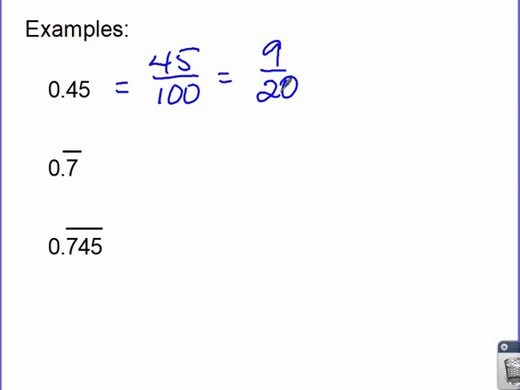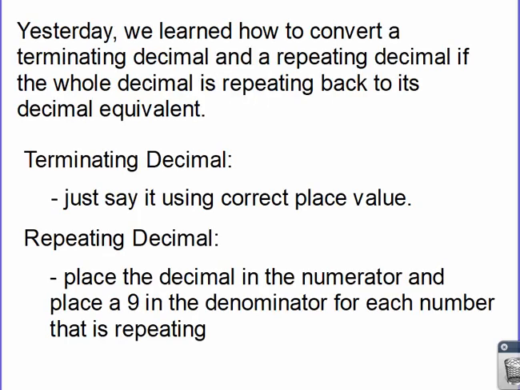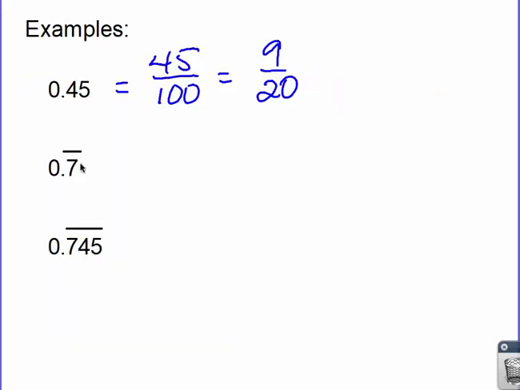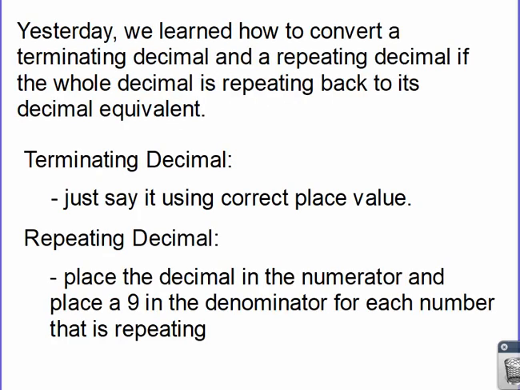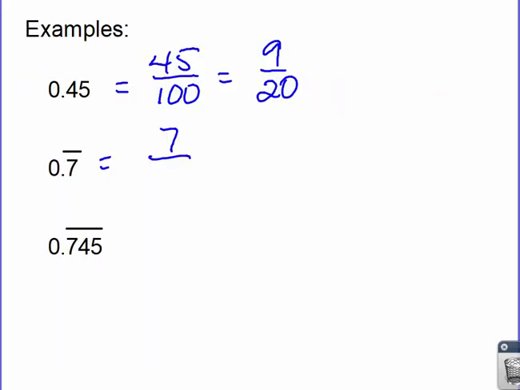Now, the next one is 0.7 with a bar. So we know that 7 repeats. If you look back at what the instructions said for a repeating decimal, you're going to place the decimal in the numerator. So I'm going to take that 7 and place it in the numerator. And I'm going to place a 9 in the denominator for each number that's repeating. In this particular one, there's only one number repeating, so I put a 9. So we got 7 over 9, and that would be the fraction equivalent of 0.7 with the bar.